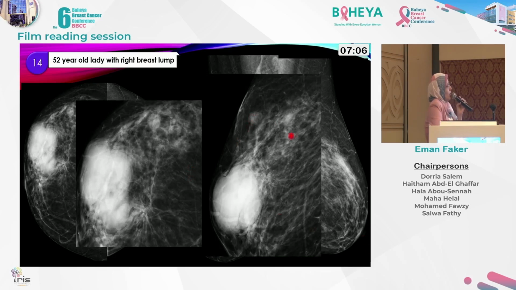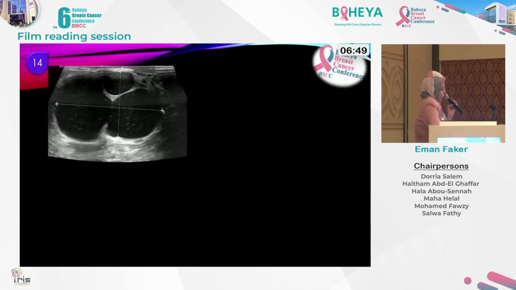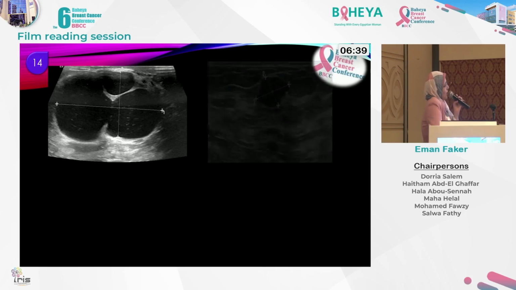And there are other lesions here, 2 lesions. And we can see here an area of architectural distortion posterior to the large lesion. So you can see 2 lesions, actually 2 or 3 lesions, and this area of architectural distortion. What about the ultrasound? First, we found that this large lesion is a cystic lesion, complex cystic, maybe complicated, but this was a cystic lesion.